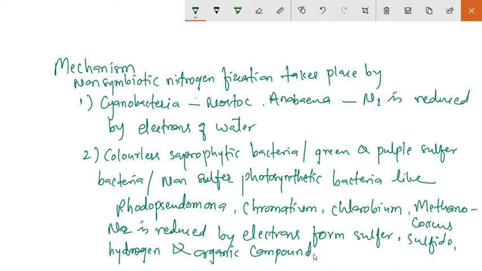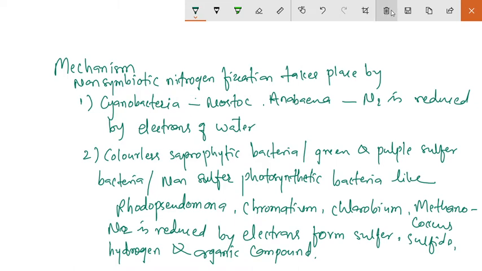Okay. So this second type, there is a colorless saprophytic bacteria, or the green and purple sulfur bacteria, or non-sulfur photosynthetic bacteria, like Rhodopseudomonas, Chromatium, Chlorobium, or Methanococcus. So they reduce the atmospheric nitrogen by the electrons from sulfur, sulfide, hydrogen, or organic compound. It converts into the ammonia. Okay. Then the third, the cyanobacteria, here photosynthetic है, हे colorless, non-photosynthetic है. Now colorless bacteria like Azotobacter and Clostridium.